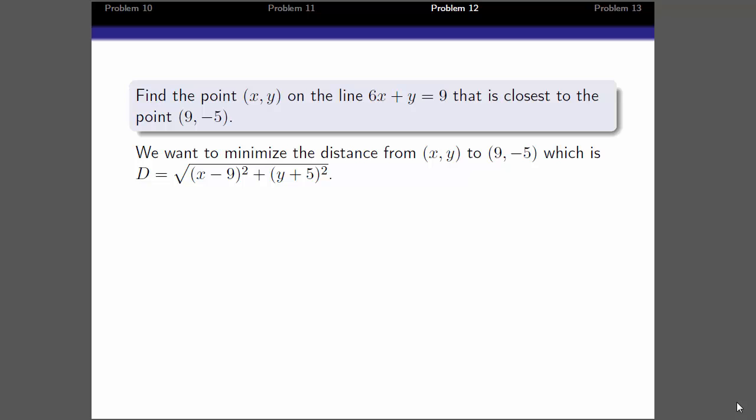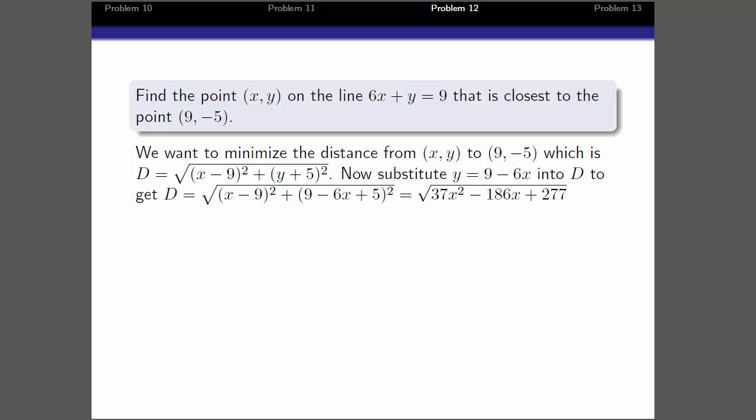The next question asks us to find the point x comma y on the line 6x plus y equals 9 that is closest to the point 9 comma negative 5. Alright, so we want to minimize the distance. I always identify what it is you're trying to minimize or maximize. In this case it's distance d. Oh no, there are too many variables.